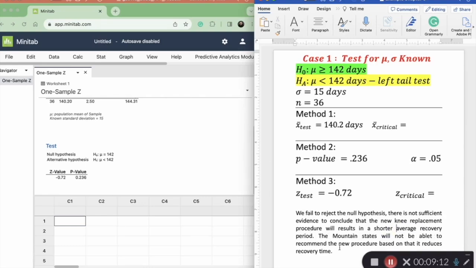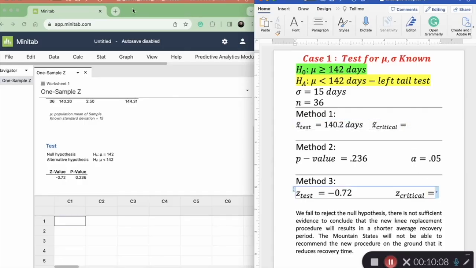The Mountain States will not be able to recommend the new procedure based on reduced recovery time. Okay? So if you fail to reject the null hypothesis, you don't have evidence to support this fact, or this second fact here. So that means we will not be able to recommend that new procedure. But this is enough, but let's find the X bar critical and Z critical.